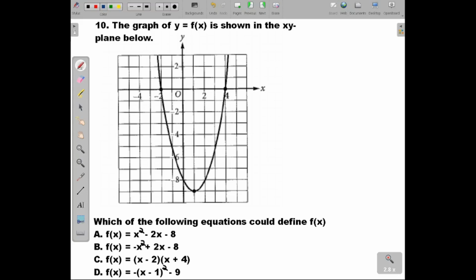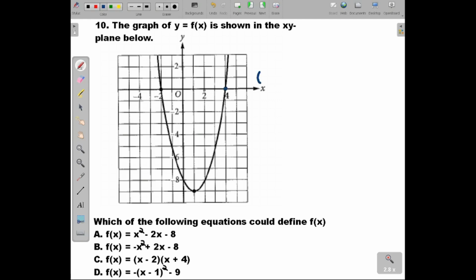Number 10. The graph of y equal to f of x is shown in the xy plane below. Which of the following equations could define f of x? So we have this graph and we have 3 points here. So we should find these points and then replace the value of x in this equation and see if the equation is consistent.